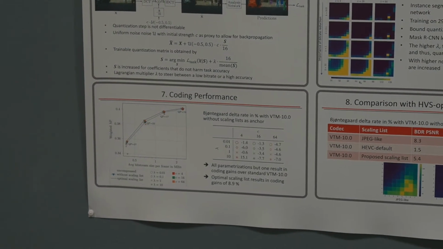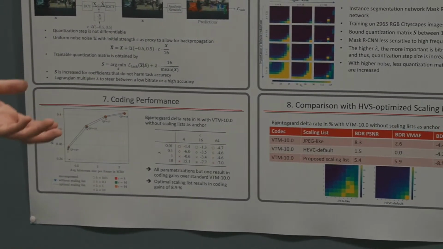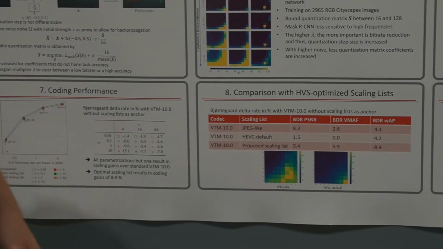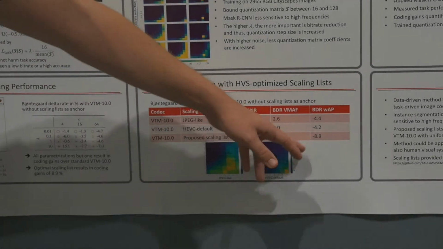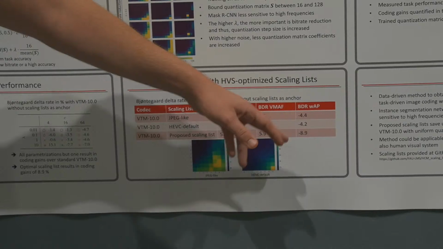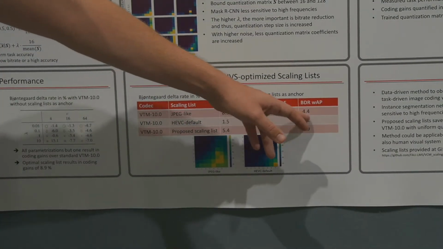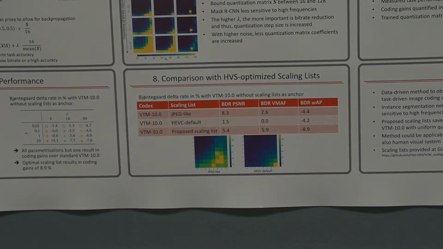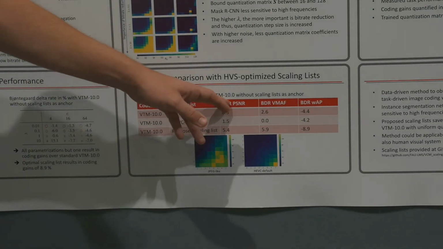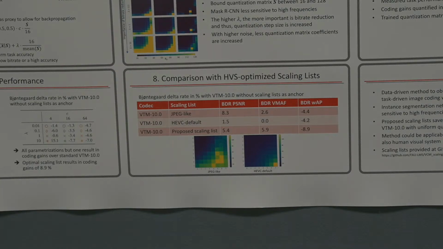And also when comparing that to other human visual system optimized scaling matrices, we can obtain larger coding gains compared to the other scaling lists of 4.4% and 4.2%, however sacrificing a little bit of coding gains for the regular coding gains of PSNR.